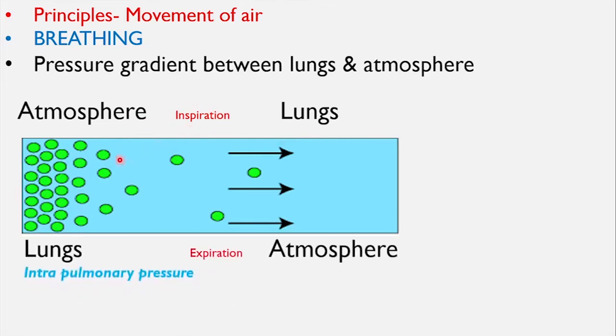If you take this pressure as the pressure in the lungs, the pressure in the lungs is called intrapulmonary pressure. So this intrapulmonary pressure is more than the atmospheric pressure. So the air moves from the lungs into the atmosphere. That is what happens in expiration. When the intrapulmonary pressure is more than the atmospheric pressure, air is sent out from the lungs.